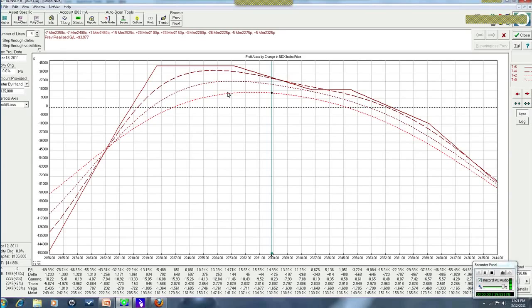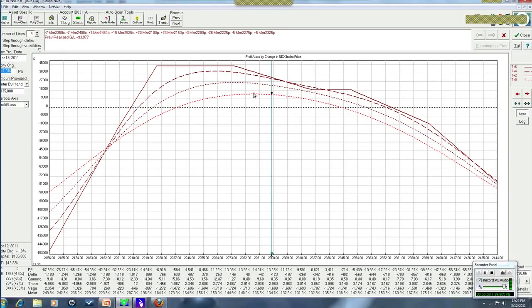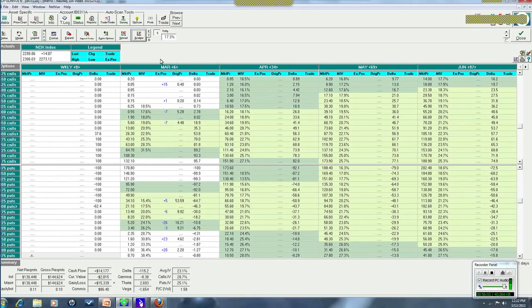Okay, this is my current position, and this is what it looks like. It started out much more like the other position, but of course it's morphed. It started with ratio spreads and stuff. I can walk through it real quick if you want to go day to day. But here's the current.